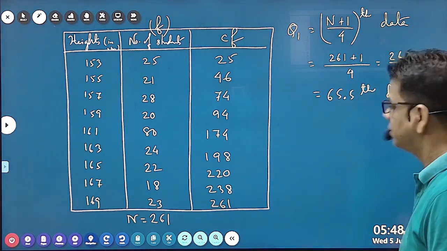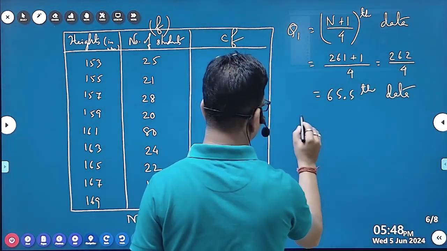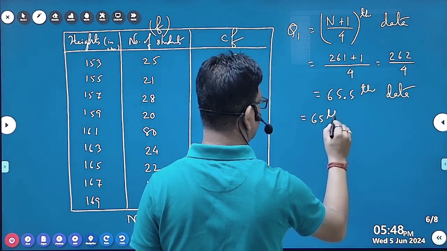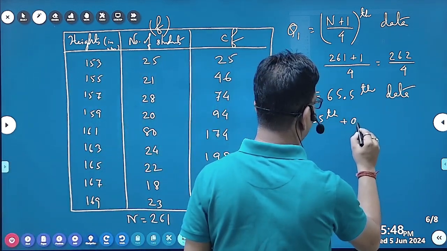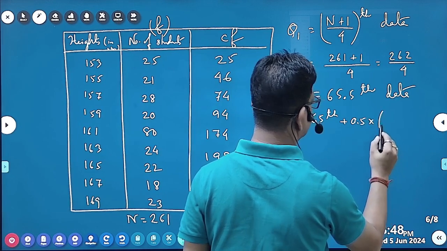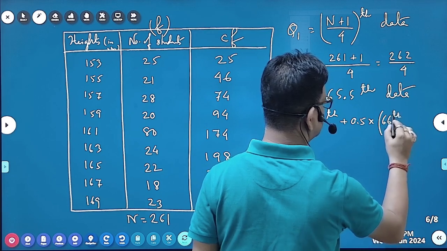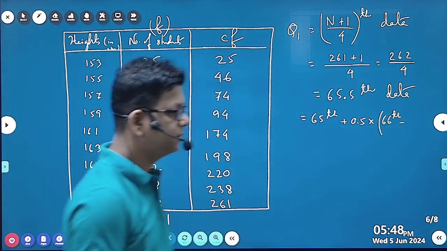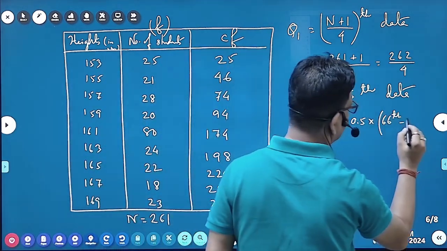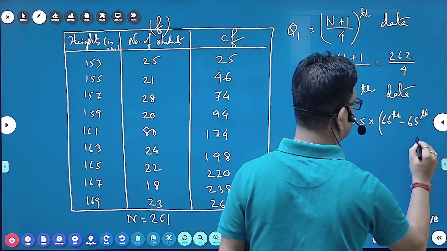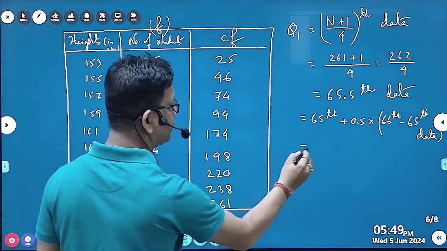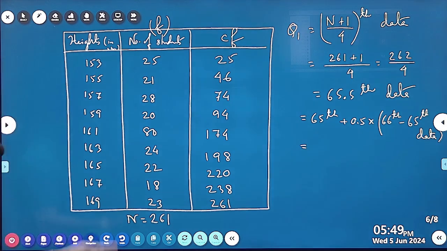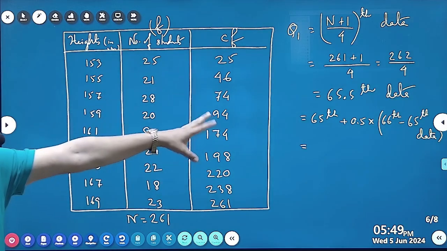Okay. Now listen. The method is the same. What do you have to do? This data, you have to take the 65th plus 0.5 to be multiplied with the 66th minus the 65th data. Okay, this is what you need to do. Now you will understand why I have chosen this question. Now you are not sure where is the 65th. This is CF, you know this. Q1, now, how to find out.